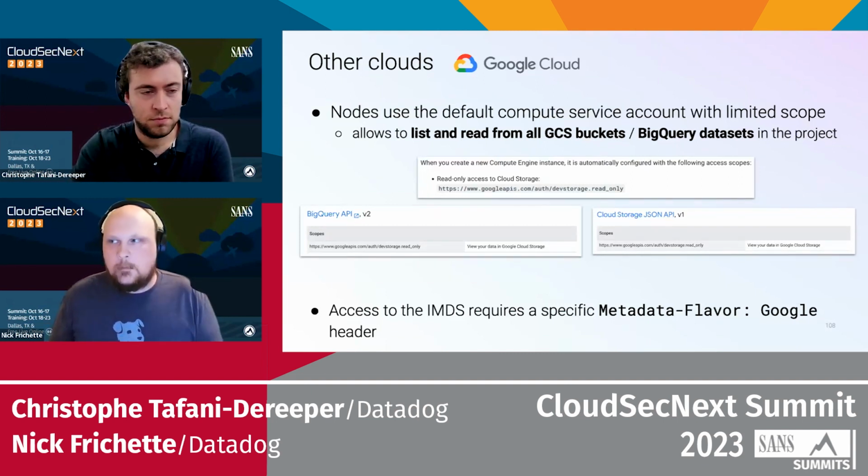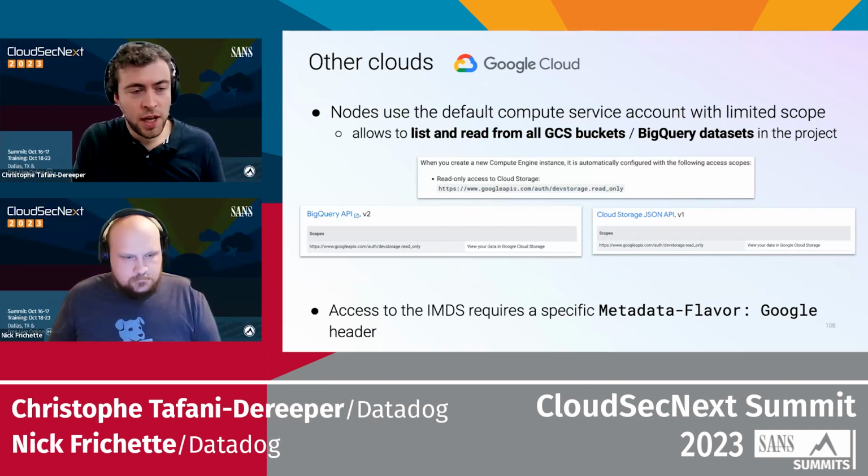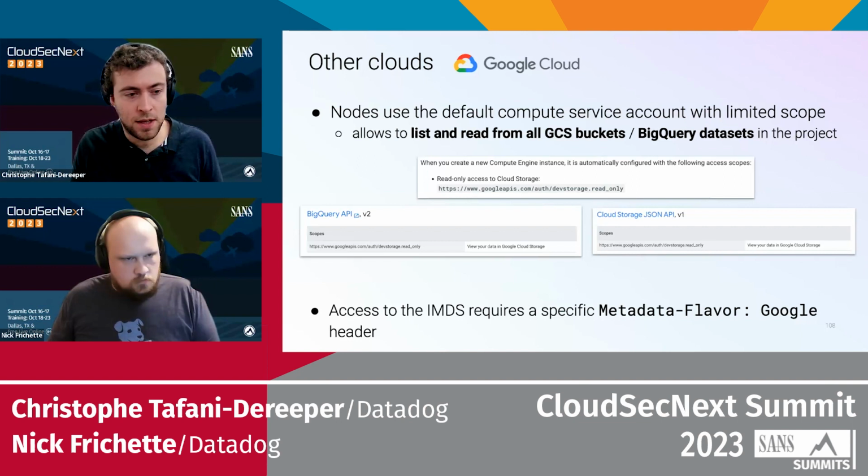Thanks, Nick. So on GKE, which is the managed Kubernetes version on Google Cloud, it's a bit different. The worker nodes by default run under the default compute service account with a limited scope, which basically means that you can get access to GCS buckets and the BigQuery tables as well. So it's not that privileged, but it still allows you to read a lot of sensitive data.